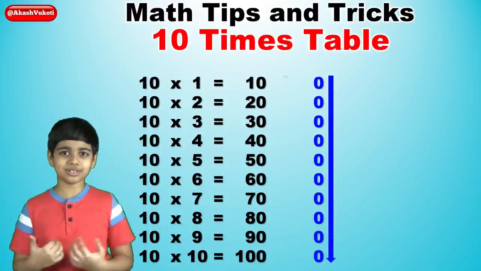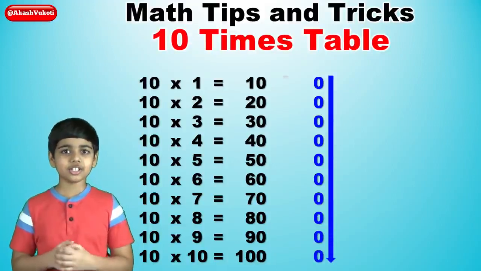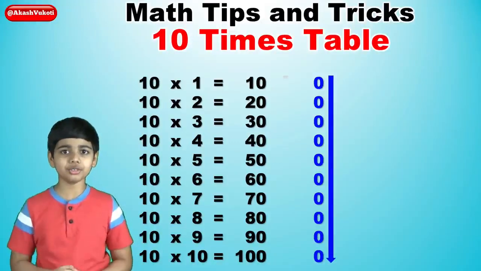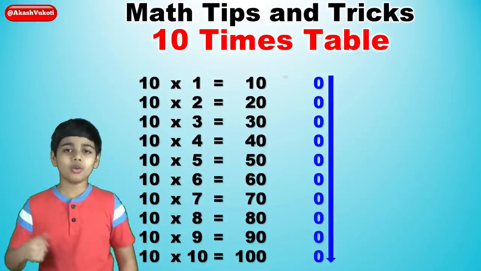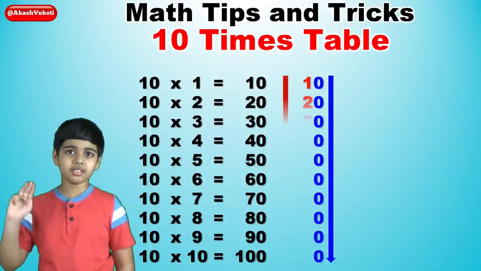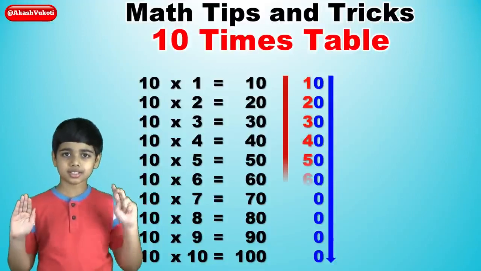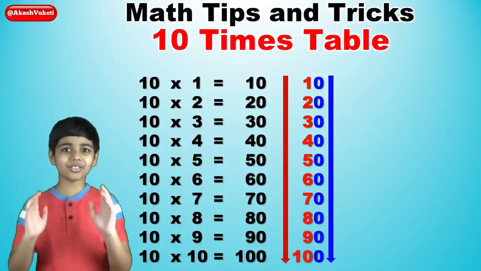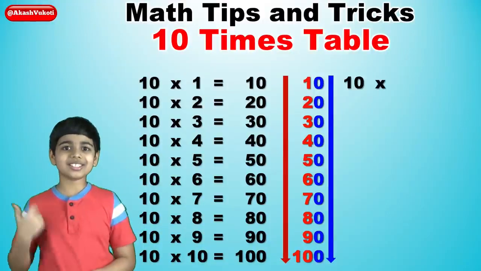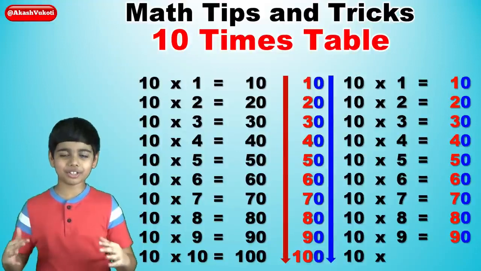So that's the zeros. And for the tens digits, really simple, all we have to do is just write the numbers from 1 to 10. So 1, 2, 3, 4, 5, 6, 7, 8, 9, 10. And kaboom! That is the trick for the 10 times table. It's very neat.